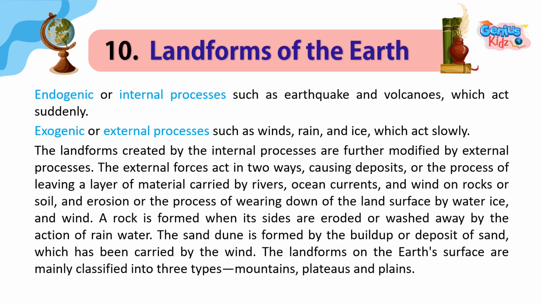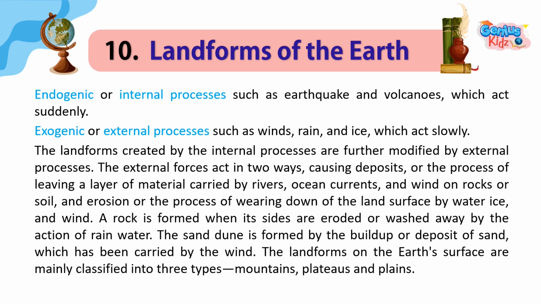Endogenic or internal processes such as earthquakes and volcanoes, which act suddenly. Exogenic or external processes such as winds, rain, and ice, which act slowly. The landforms created by the internal processes are further modified by external processes.